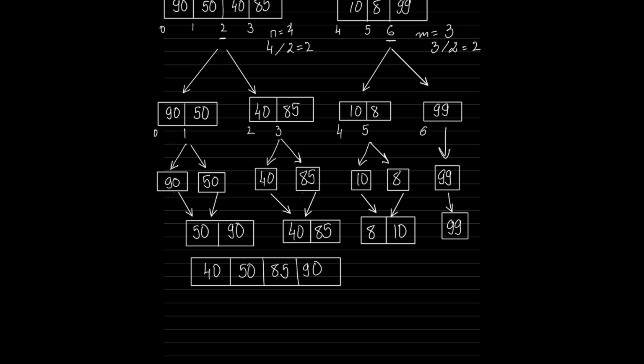We proceed to compare 8 with 99. So what do we do? We ask, is 8 smaller than 99? Yes, it is, so we write 8. Then we move to the next number. Then, is 10 smaller than 99? Yes, it is, so we write it down. And then we write the last number, which is 99.